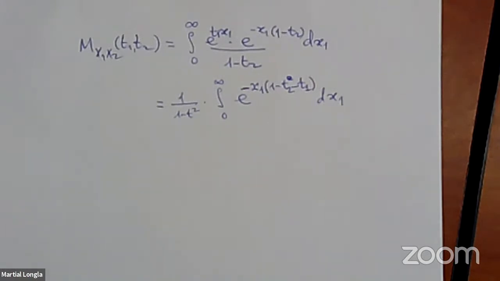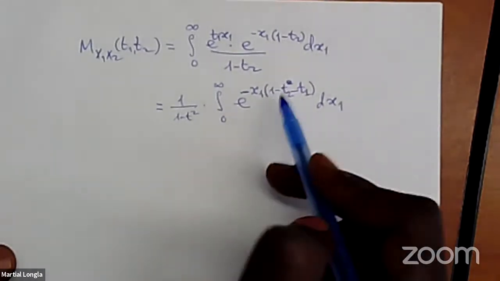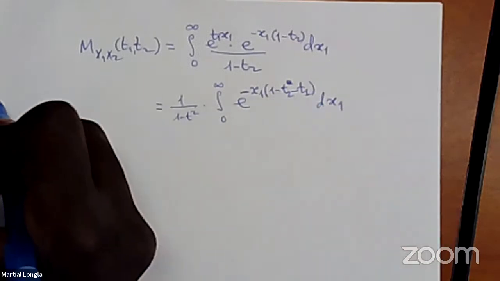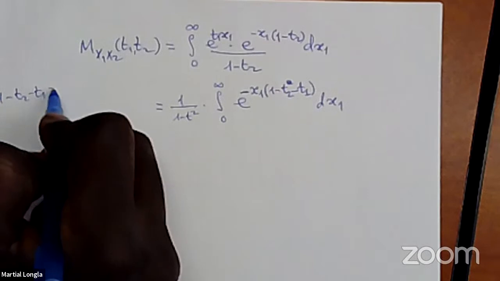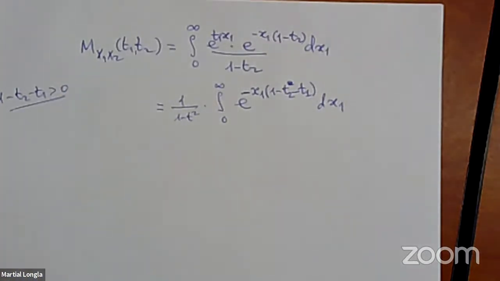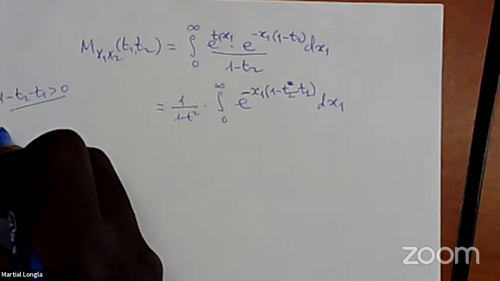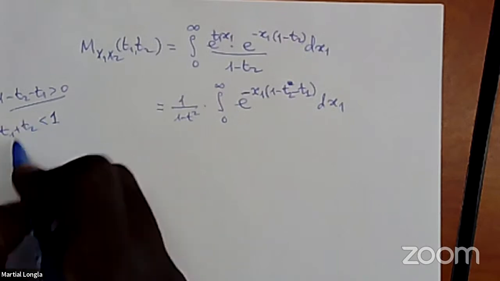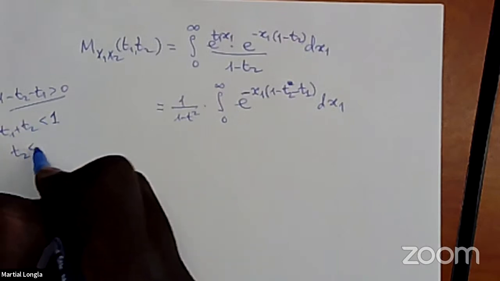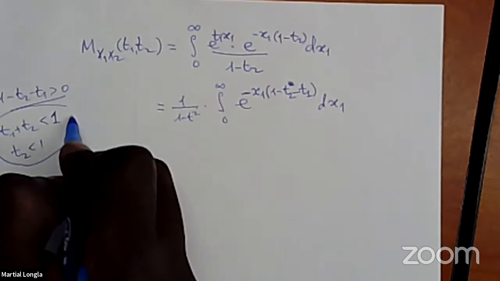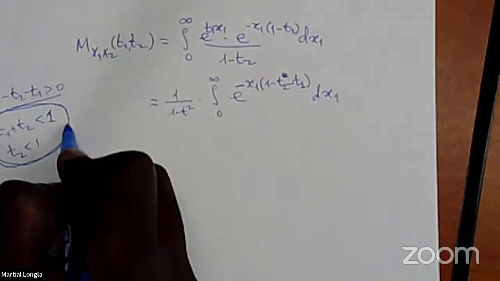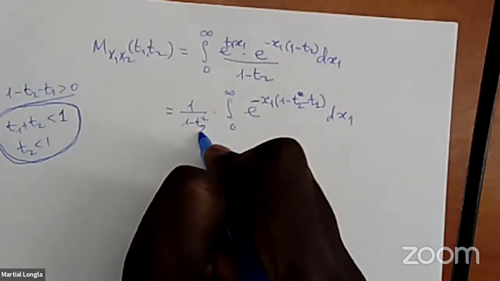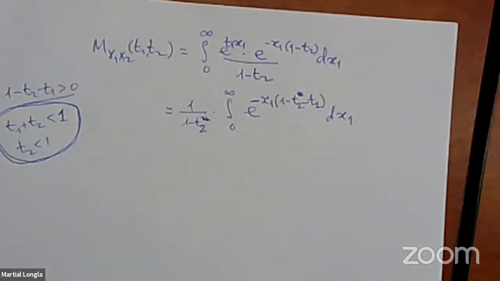Okay. And then to finish integrating, we also have the condition, same as before, that this number here is positive. So 1 minus t2 minus t1 is positive, so that the integral converges. And that's going to give you t1 plus t2 is less than 1. And the first condition was t2 is less than 1. And these two conditions are compatible, which is fine. It's t2, not t squared. I don't know why I keep trying to put that up.